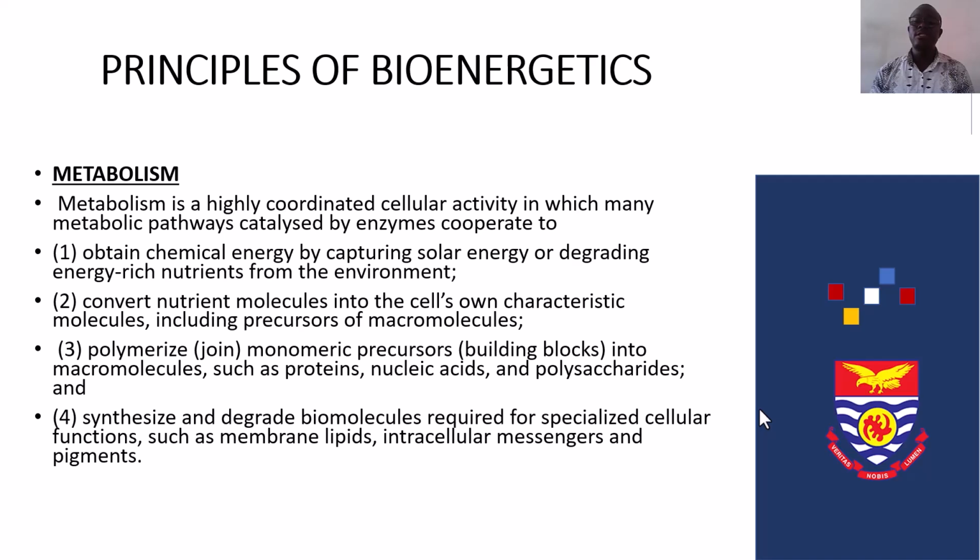1. Obtain chemical energy by capturing solar energy or degrading energy-rich nutrients from the environment. 2. Convert nutrient molecules into the cell's own characteristic molecules, including precursors of macromolecules. 3. Polymerize monomeric precursors, building blocks, into macromolecules such as proteins, nucleic acids, and polysaccharides. And 4. Synthesize and degrade biomolecules required for specialized cellular functions such as membrane lipids, intracellular messengers, and pigments.